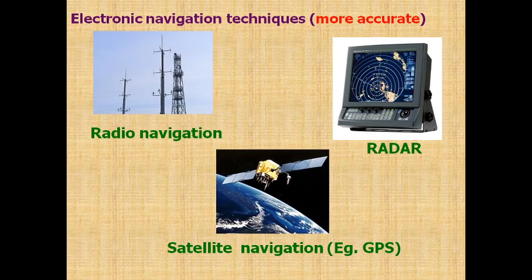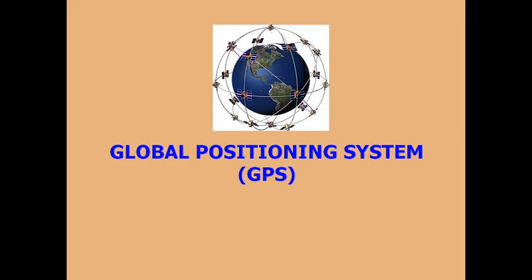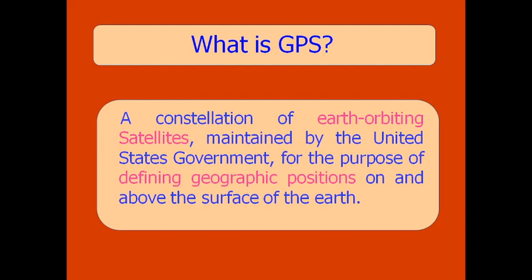Well, to understand the satellite navigation technique, let us take the popular example, the Global Positioning System. It is a navigation system using satellites developed by the United States. By definition, the Global Positioning System, or GPS, is a constellation of Earth orbiting satellites, a group of satellites maintained by the US for the purpose of defining geographic positions on and above the surface of the Earth.